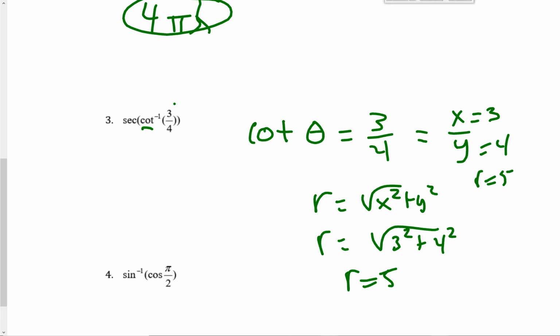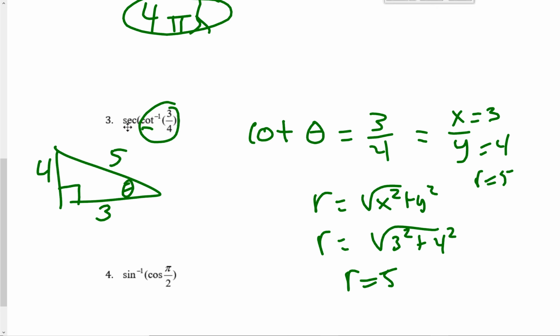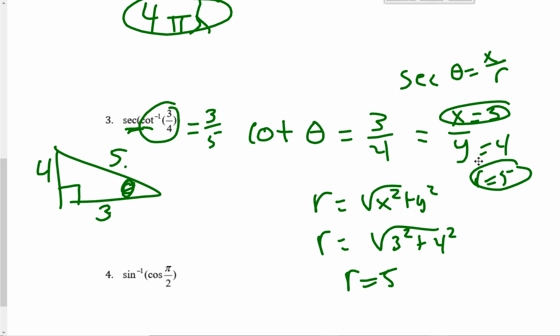Now I can go ahead and find, so that gave me the angle, right? Or you could draw a triangle. Here's my angle. Cotangent would be adjacent over opposite. And so I could use Pythagorean theorem, solve for this one. Now I'm looking for secant of this same angle, and secant is adjacent over hypotenuse, so 3/5. Or secant of an angle equals x over r. So here's my x, 3, here's my r, 5, 3/5. Okay, so there's your answer for that one.